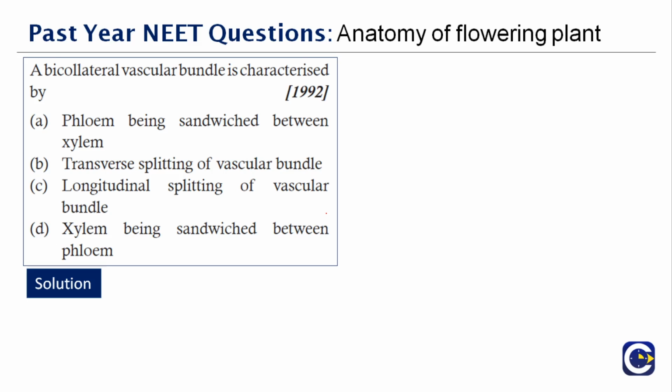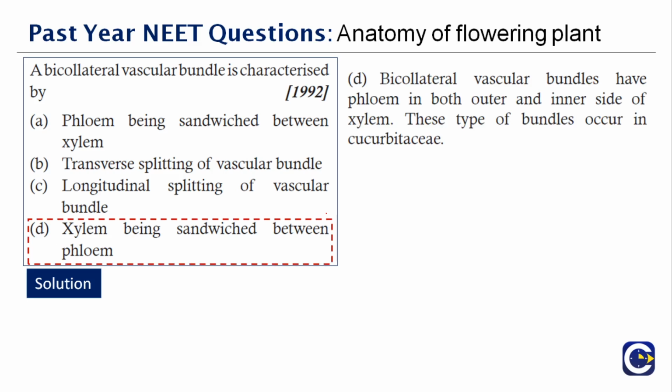Since phloem is present on both sides, think of a sandwich. You keep the ingredients in the in-between part, and you keep the bread slices over it. So phloem is actually the bread slice which covers the xylem in between, which acts as the ingredient here. Therefore, the correct answer to this question is option D.